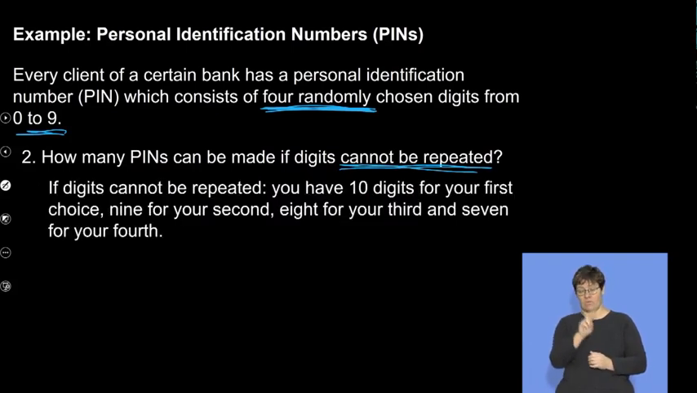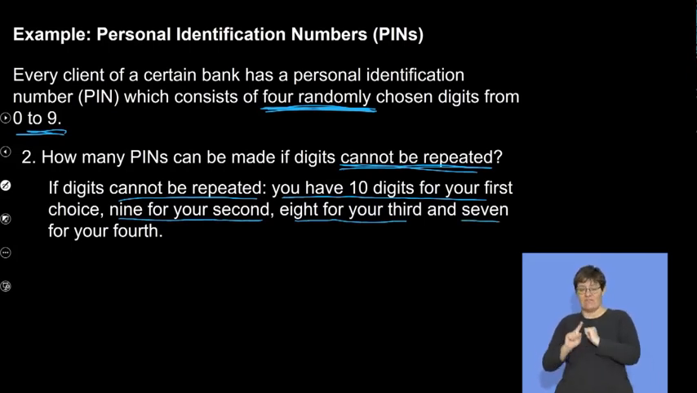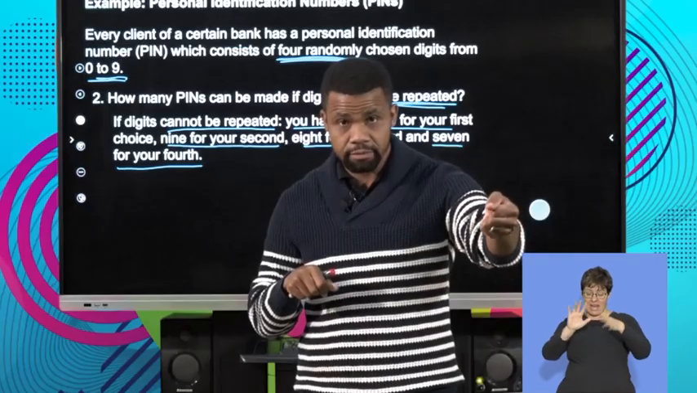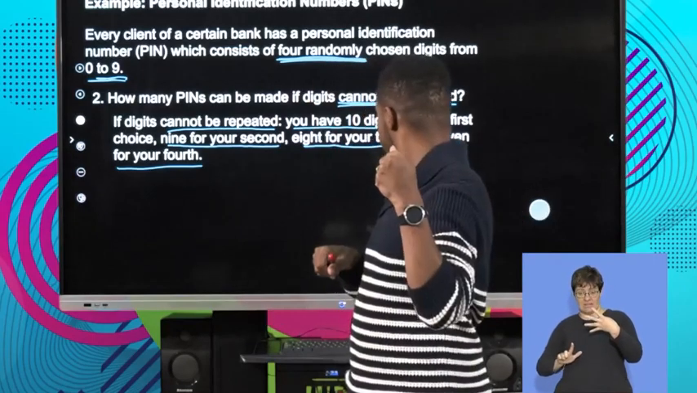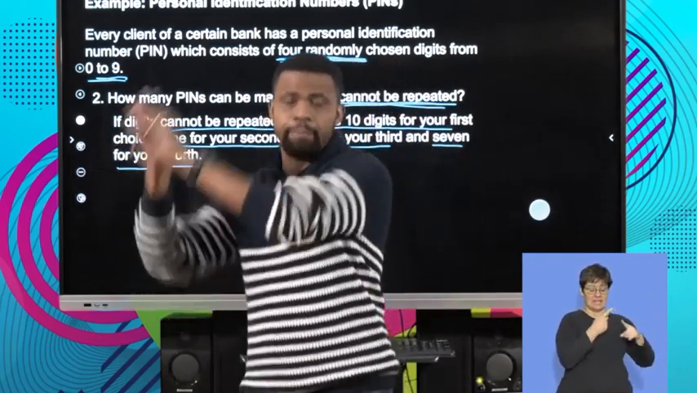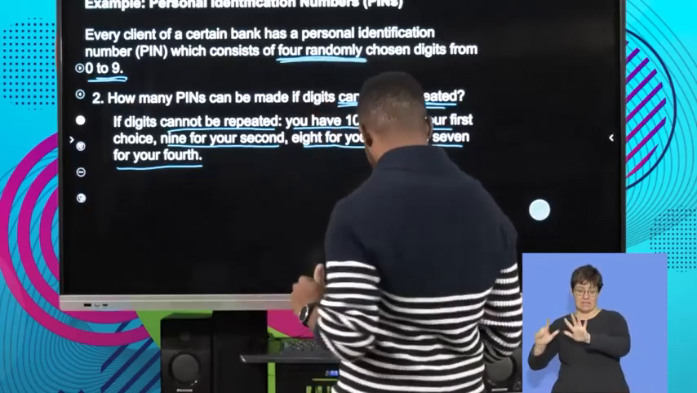So let's look at this. If digits cannot be repeated, you have 10 digits for the first choice. Are we together? Then 9 for the second choice, 8 for the third choice, and 7 for the fourth choice. Are we all together? We have 10 for the first choice, followed by 9, 8, then 7. And by the fundamental principle of counting, we multiply those numbers together. Okay, let's see what we have there.